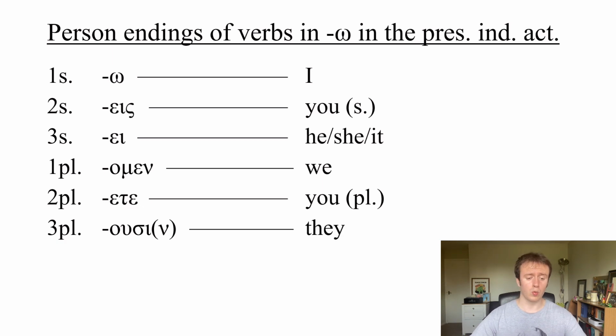And note that ousin has what we call a movable nu at the end. And if you watch my other videos, you'll know that this movable nu is added if the next word begins in a vowel or if the verb appears at the end of the sentence. If a verb ending in ousin appears at the end of a sentence, movable nu is typically added.